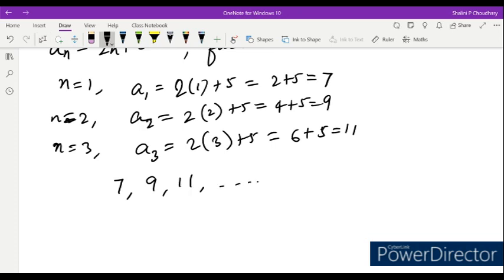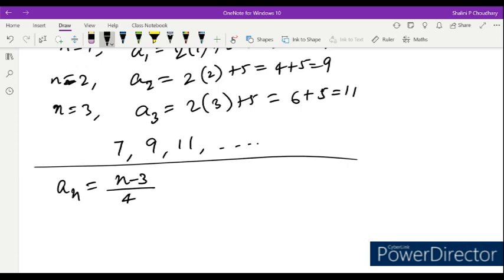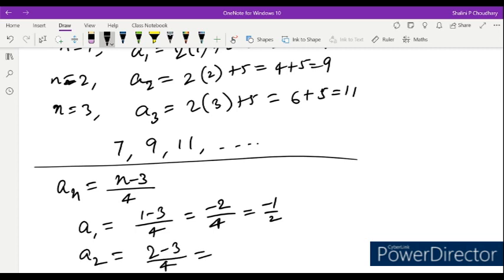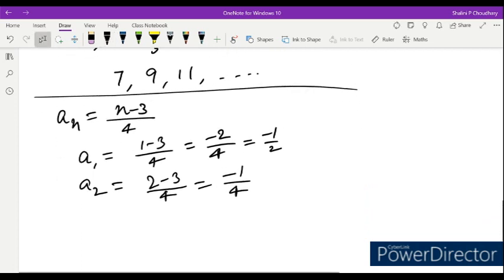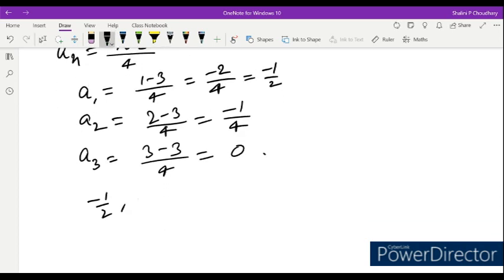Now in the same way we have another question. If an is given as n minus 3 upon 4, what do we have to find out? Again we have to find out the first three terms. So here we'll find out a1, that will be equal to 1 minus 3 upon 4, that is minus 2 upon 4, minus 1 upon 2. Similarly a2 will be 2 minus 3 upon 4, that will be minus 1 upon 4. Now a3 will be equal to 3 minus 3 upon 4, that is 0. So the first three terms will be minus 1 upon 2, minus 1 upon 4 and 0.